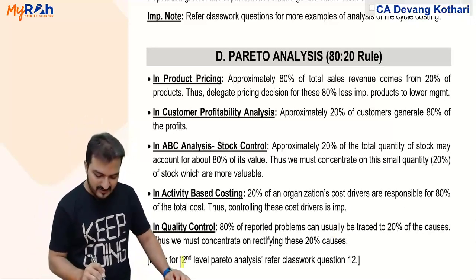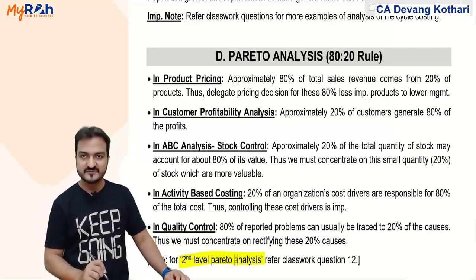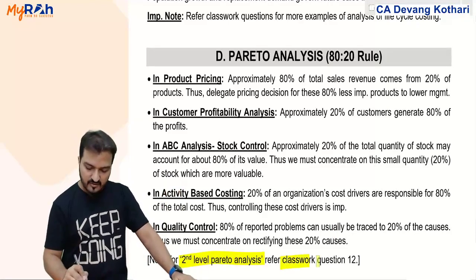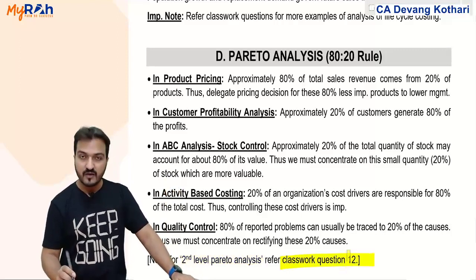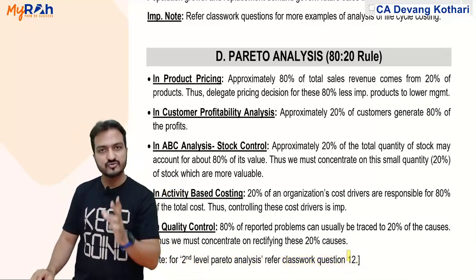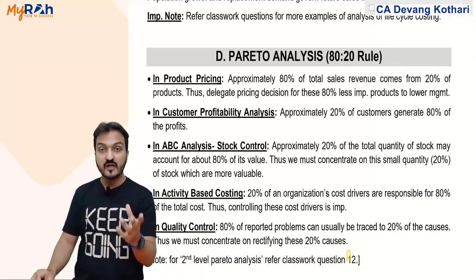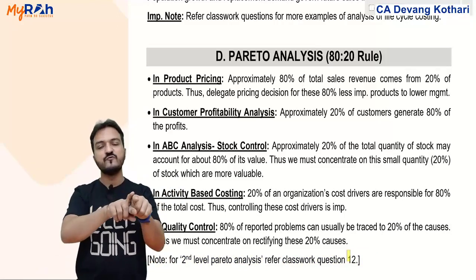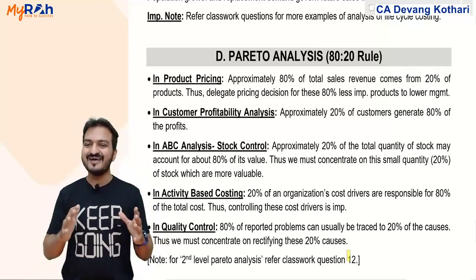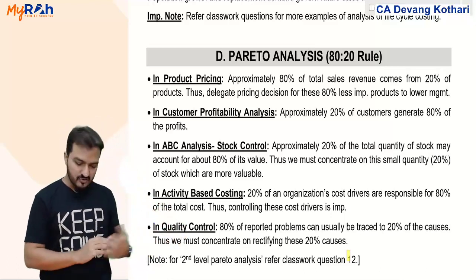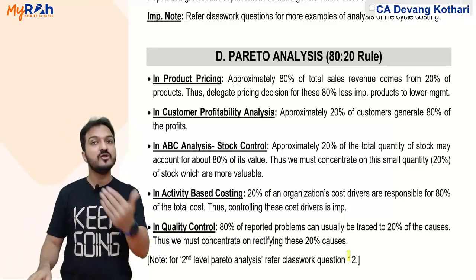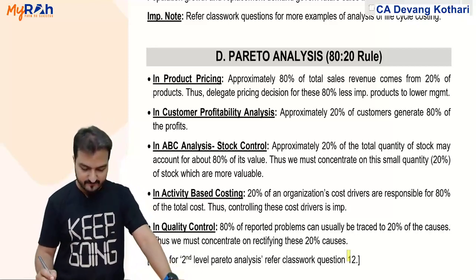There is also a concept called second level Pareto analysis. Well, that I cannot explain in a theory. You can refer to classwork question 12 for that, in which you will have Pareto analysis done for certain items of the products, certain materials. Now within one of the materials you do further Pareto analysis for the usage of that material. That can be called second level. You'll see that in classwork question 12 if you don't remember. That can be one new point under Pareto analysis.